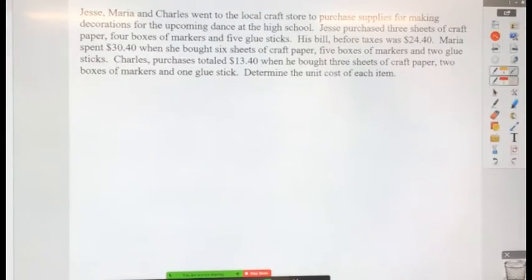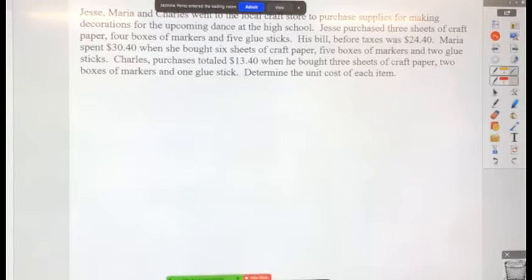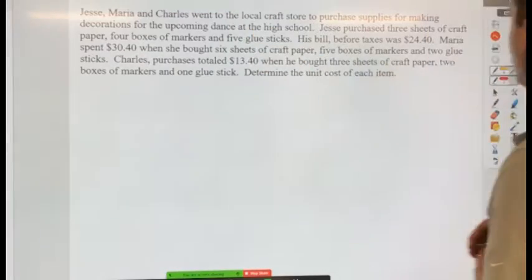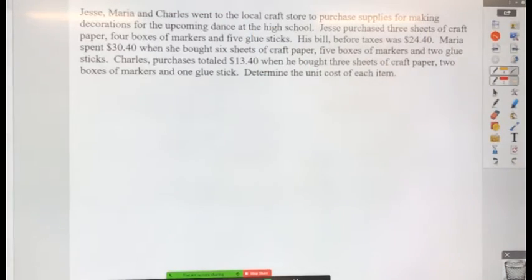Jesse, Maria, and Charles went to the local craft store to purchase supplies for making decorations for the upcoming dance at the high school. Jesse purchased 3 sheets of craft paper, 4 boxes of markers, and 5 glue sticks. His bill before taxes was $24.40. Maria spent $30.40 when she bought 6 sheets of paper, 5 boxes of markers, and 2 glue sticks. While Charles, being the cheapskate he is, totaled $13.40 when he bought 3 sheets of paper, 2 markers, and 1 glue stick. Determine the unit cost of each item.